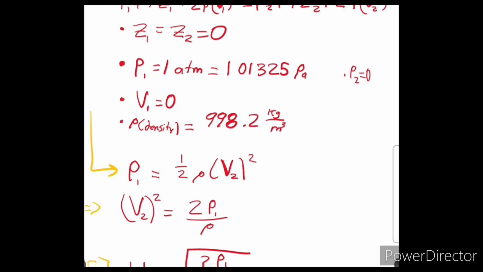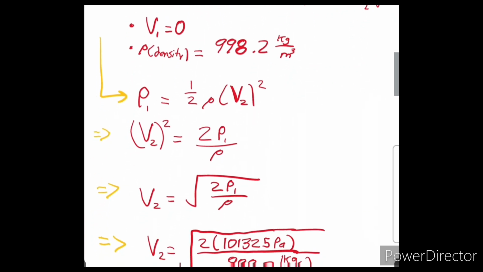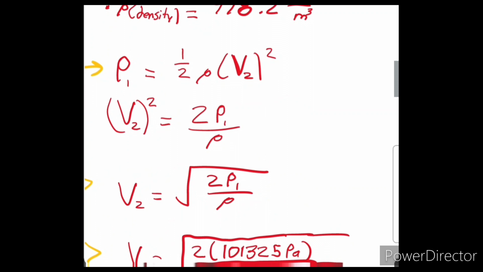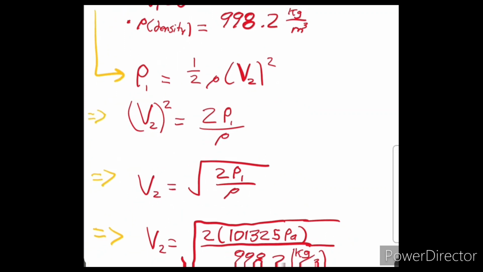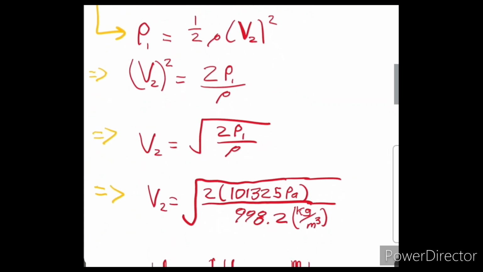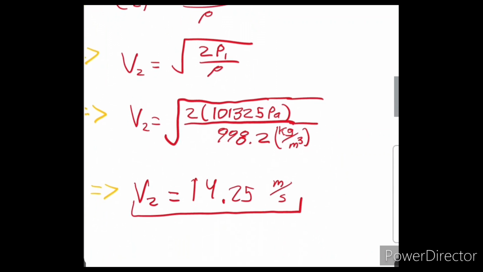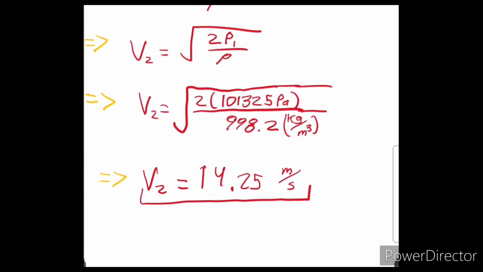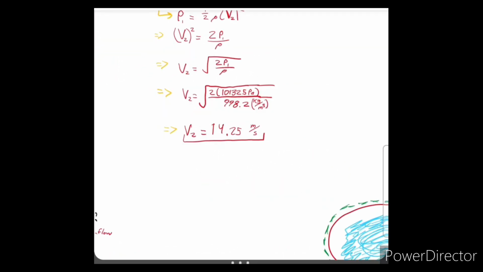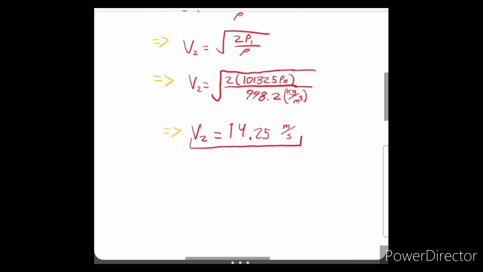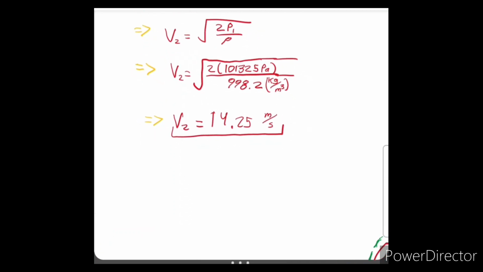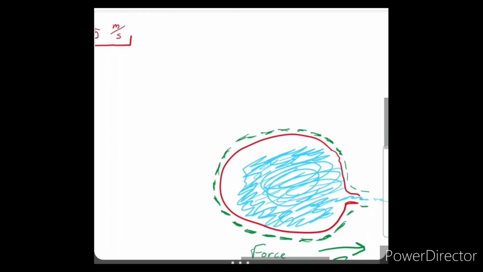We also know that the density of water at room temperature is 998.2 kilograms per meter cubed. If we simplify the terms, we get the following equation for V2. Plugging in the values for P1 and density, we get our V2 outflow velocity to be 14.25 meters per second. Now that we have our V2 velocity, we can use the momentum equation to figure out the force equation. Let's go ahead and derive it.